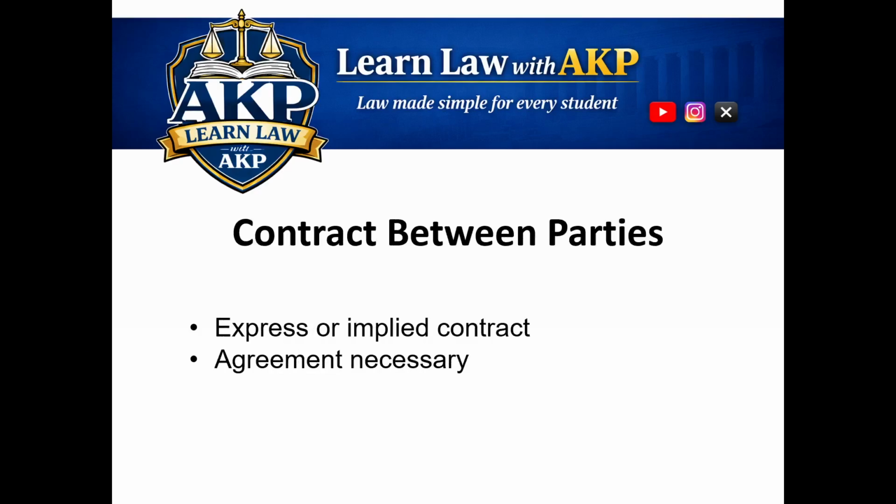Now, the fifth essential is existence of contract. There must be an agreement between bailer and bailee. This contract may be express or implied. For example, parking your car in a paid parking area creates implied bailment. Even without written agreement, law recognizes the relationship.